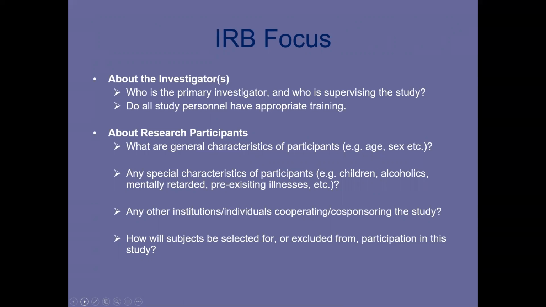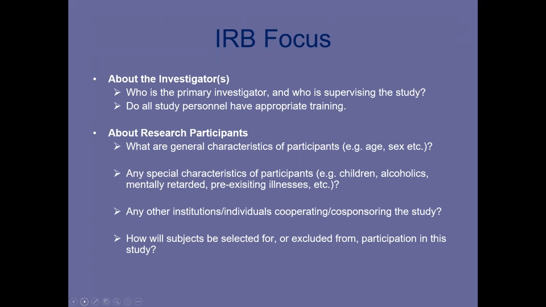When an individual applies for a grant to the NIH, generally speaking, there's one corresponding or principal investigator. There's not two. There are certain cases where there can be two co-investigators, but many times they want one person to be the tip of the spear. Who's supervising the study? Who owns it, figuratively speaking? Do all the study personnel have the appropriate training?